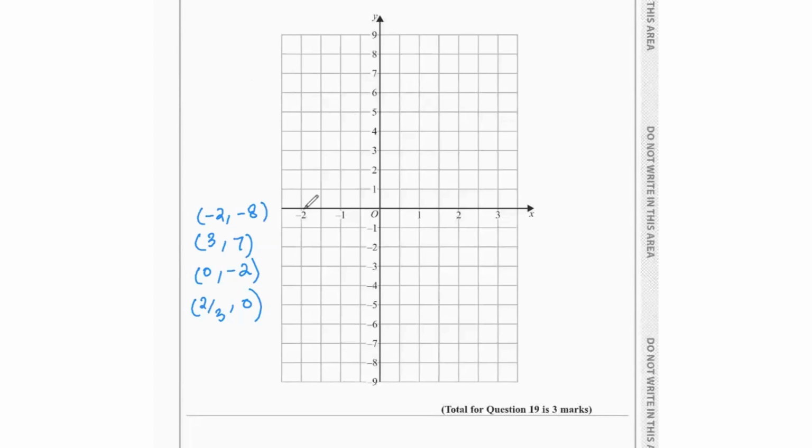Now just plot that -2 and -8, 3 and 7, 0, -2. And 2/3, 0 is going to come somewhere over here. So if you just connect these, this is our line. And yeah, 2/3 is over here. So that's your graph for this line of equation.